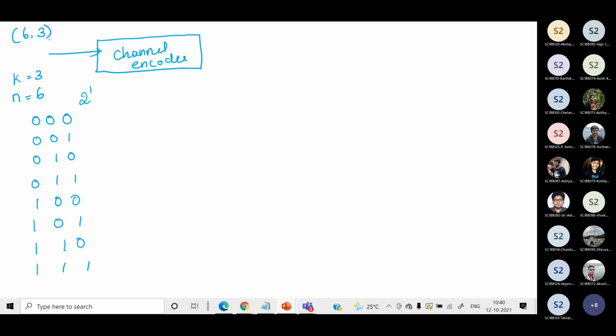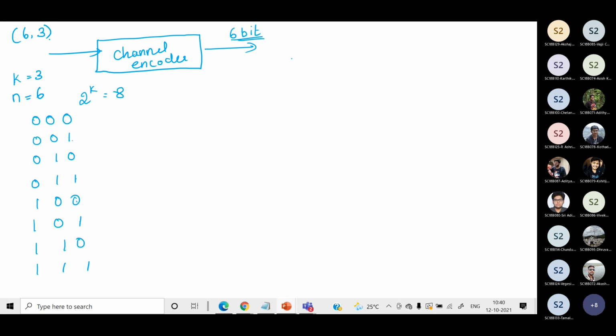So how many message word combinations can you have? 2 power k, that is 8: 1, 2, 3, 4, 5, 6, 7, 8. So we can have 8 message words. Here we are taking the message as the 3-bit input, and the output will be the code word of length 6 bits.